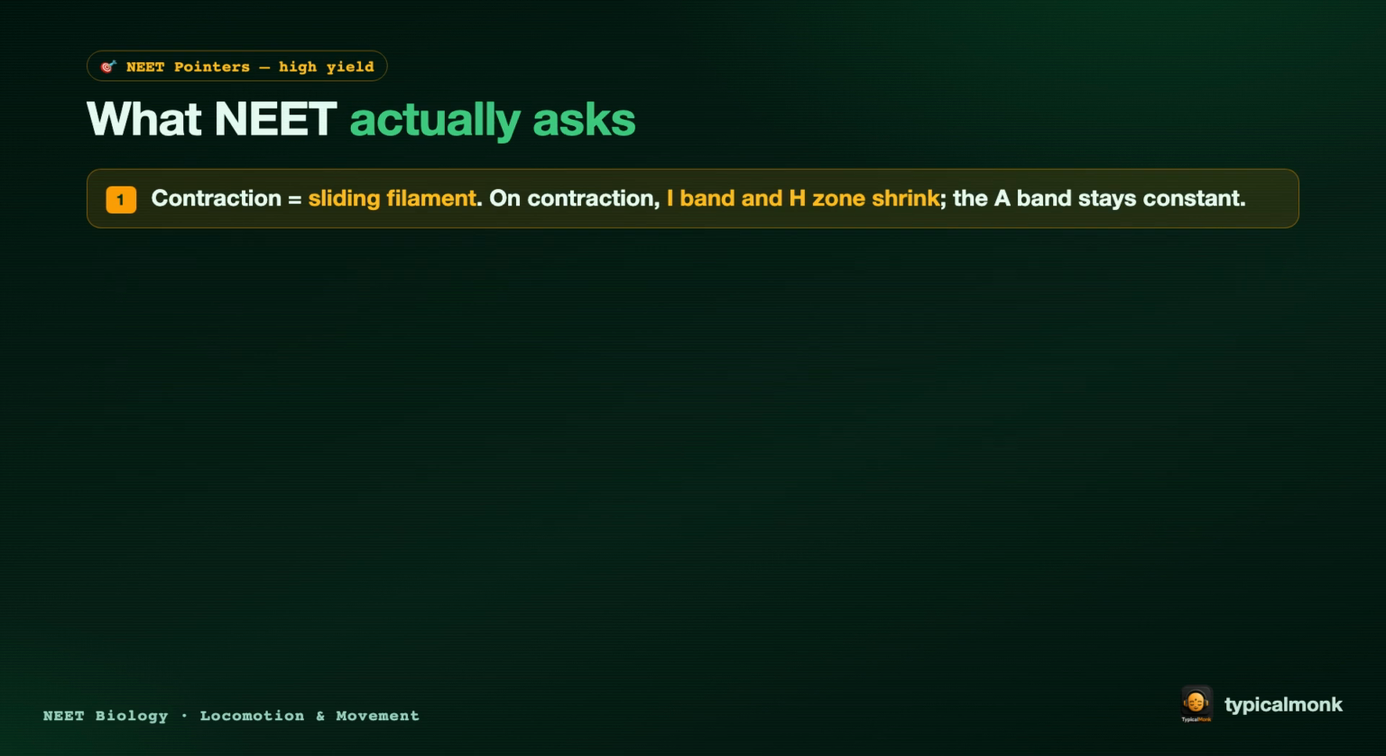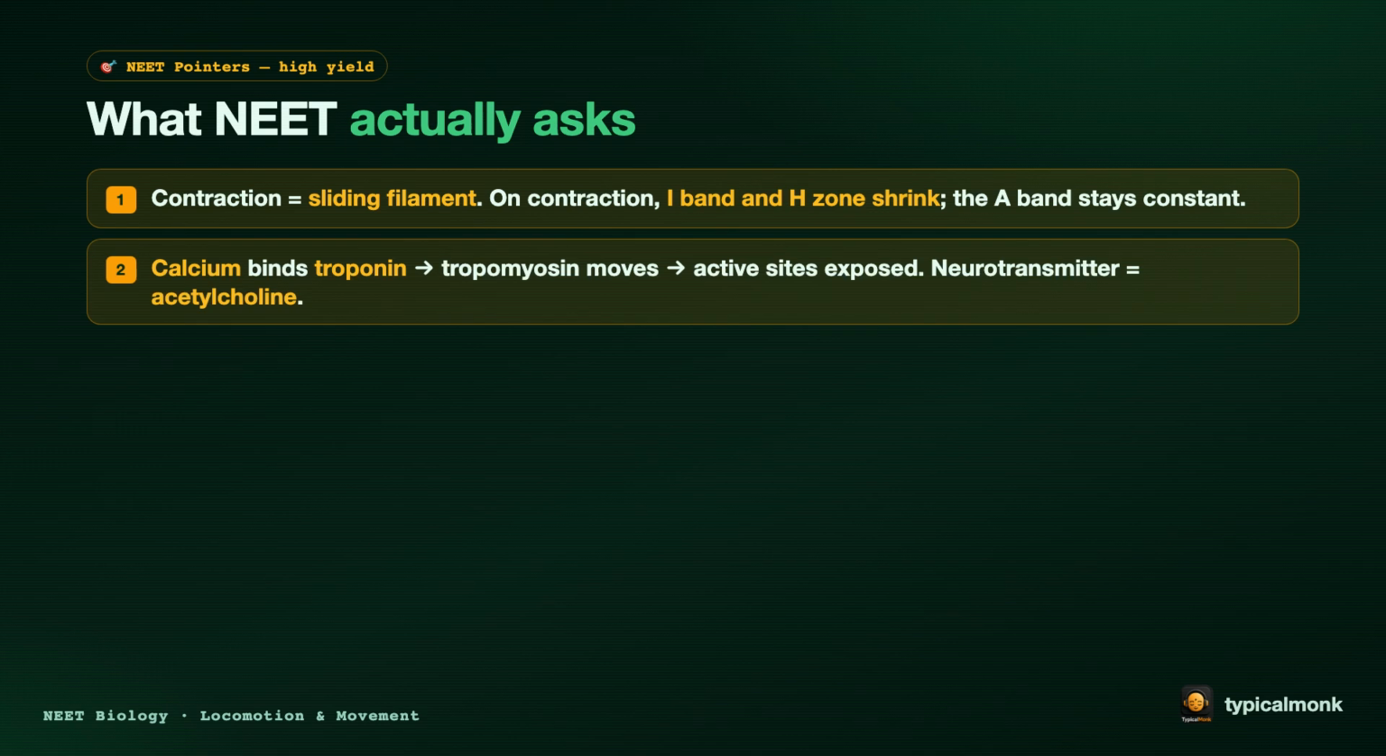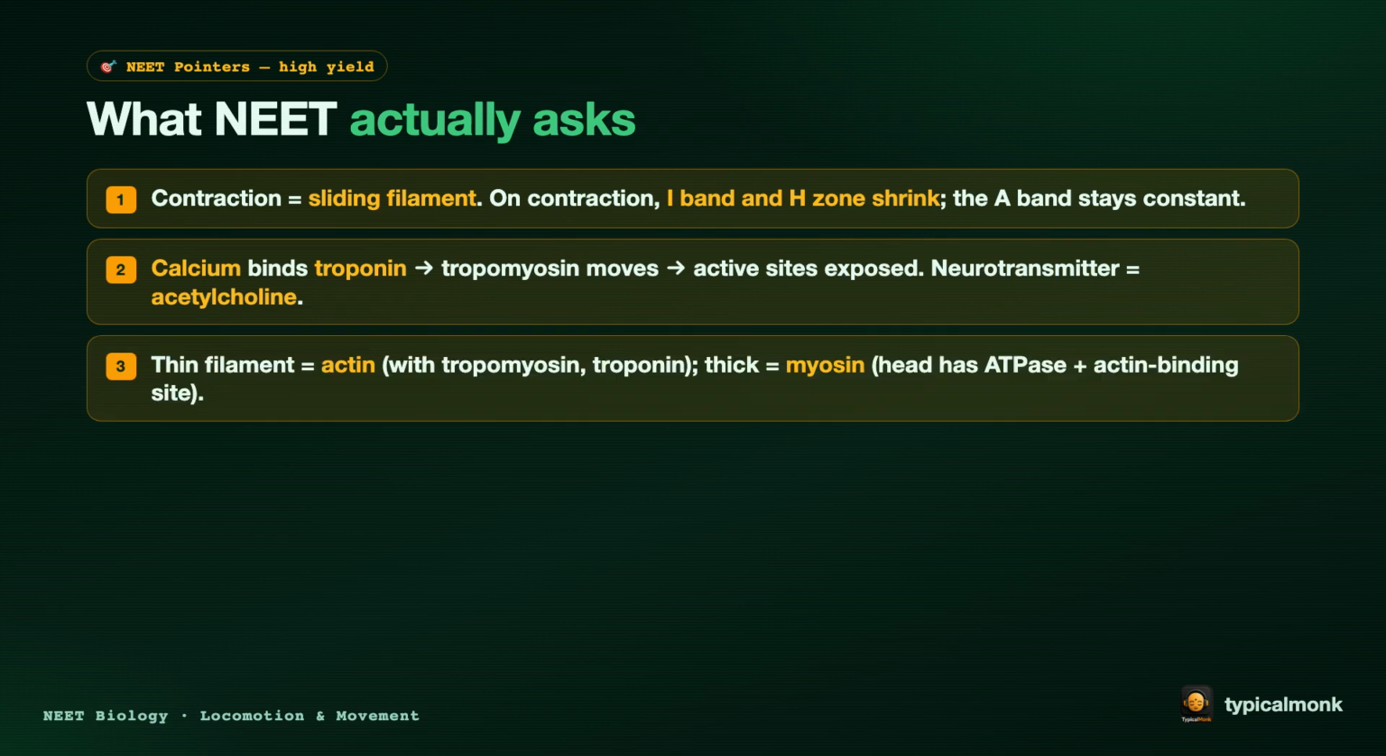Now, the high-yield pointers, the facts that NEET turns into questions. 1. Contraction means sliding filament. During contraction, the I band and H zone shorten, but the A band stays the same. 2. Calcium binds troponin, tropomyosin moves, and the active sites open. And the neurotransmitter is acetylcholine.